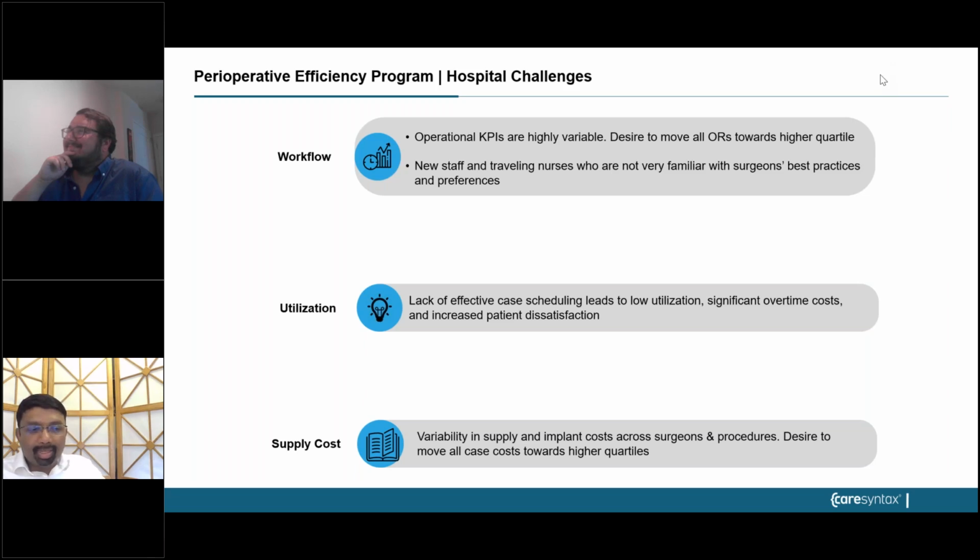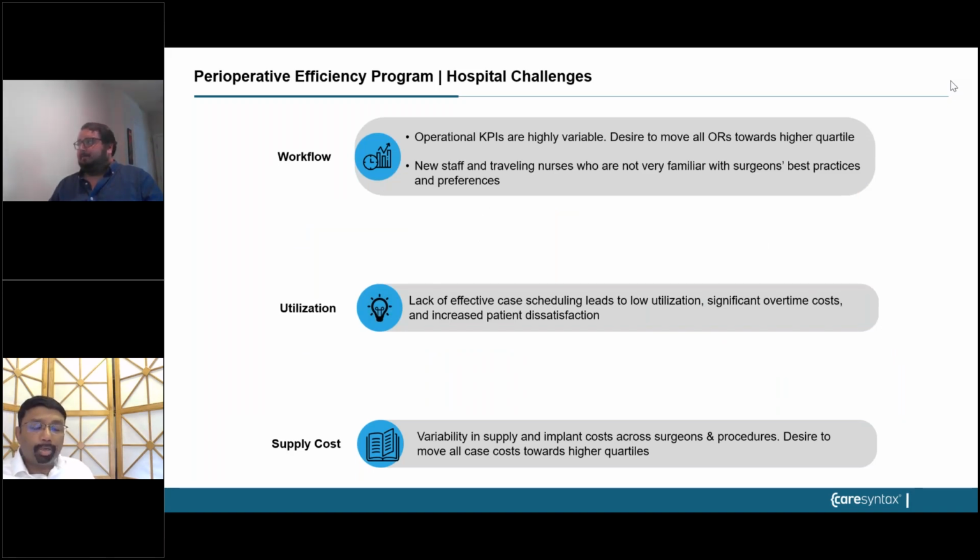So we noticed that the operational KPIs are highly variable, as some of the challenges that we're seeing over and over. We're also seeing that there's a desire to move all of those operating rooms towards the higher quartile.